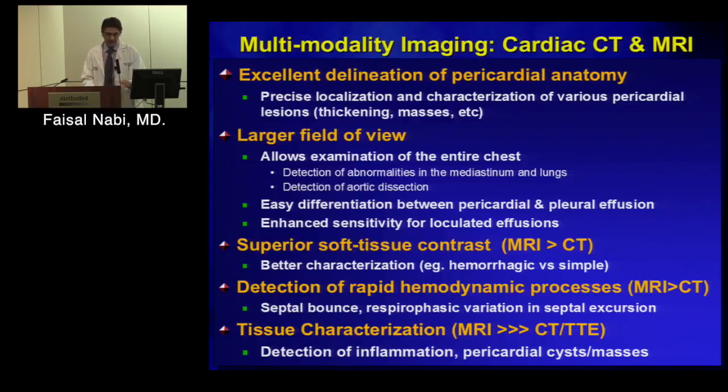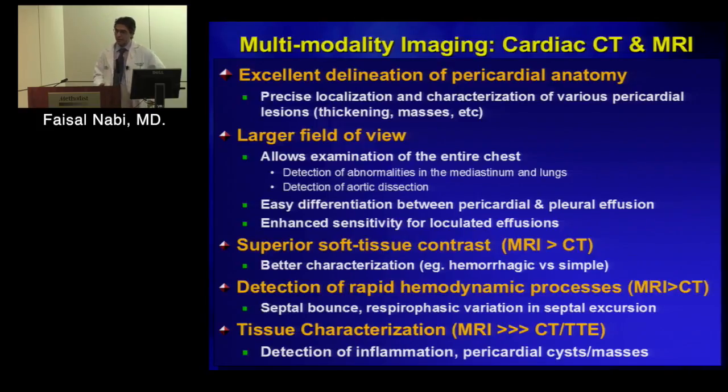Some techniques like cardiac MRI have much superior soft tissue characterization, much greater than CT, and therefore all of this just helps you characterize what you're seeing better. Techniques such as CMR, as opposed to CT, also have a much higher temporal resolution. This allows you to detect some of the rapid hemodynamic processes that you are used to seeing with echocardiography, and specifically the septal motion that you often see in constrictive pericarditis.